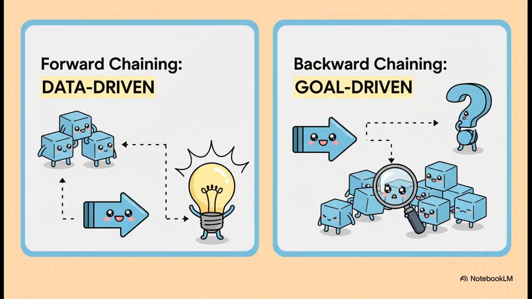So, how does this brain think? This is the crucial part for getting those top marks. It uses 2 main strategies. Forward chaining is data-driven. It starts with the facts, like a patient's symptoms, and works forward to figure out what's wrong. Backward chaining is goal-driven. It starts with a guess, hey, maybe it's the flu, and then works backward to see if the symptoms match. You absolutely must use the keywords data-driven and goal-driven here.